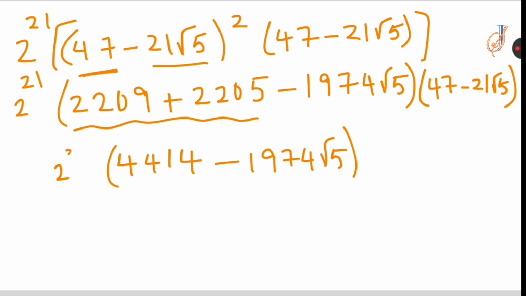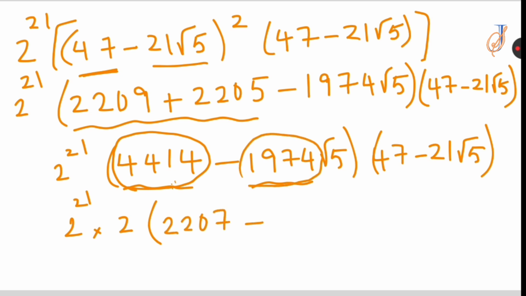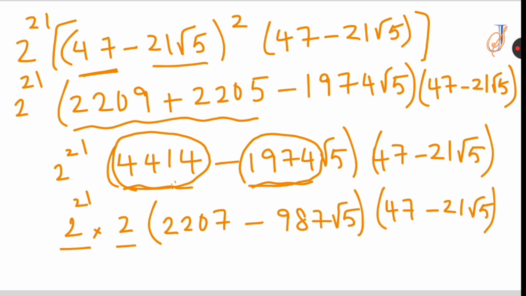Starting we have 2 raised to the power of 21 and here we have (47 minus 21 root 5). Now observe these large numbers. If you take 2 as common from these two terms then you are left with 2207. Here also if you take 2 as common, then you are left with 987 root 5. And here bases are same, you can add the exponents. So 21 plus 1 which gives 22. So here we are getting 2 raised to the power of 22.